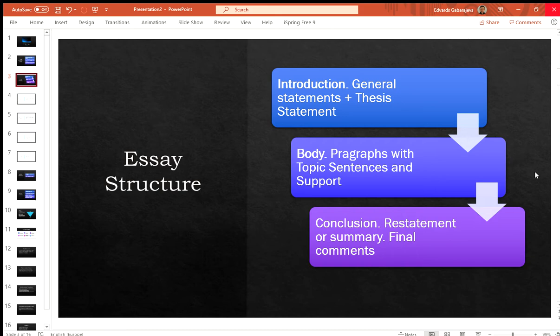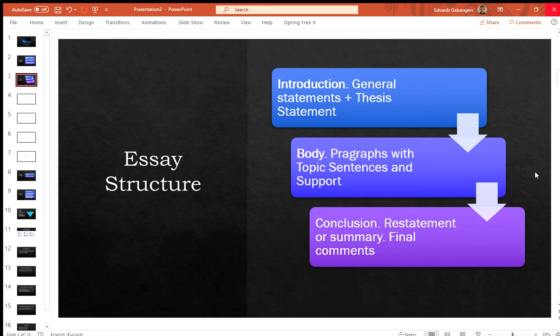So basically, introduction consists of two main parts: general statements and thesis statement. A thesis statement is something we'll focus on today, but basically it's like the topic sentence of a paragraph. It explains what the main idea is and why, and what the essay is going to be about. And general statements are statements that help us get to the thesis statement. We'll take a look at how it works a bit later.